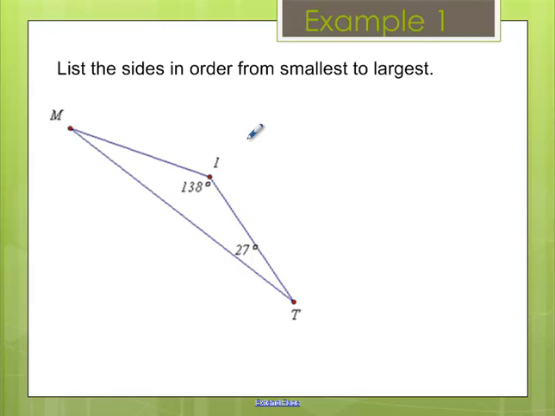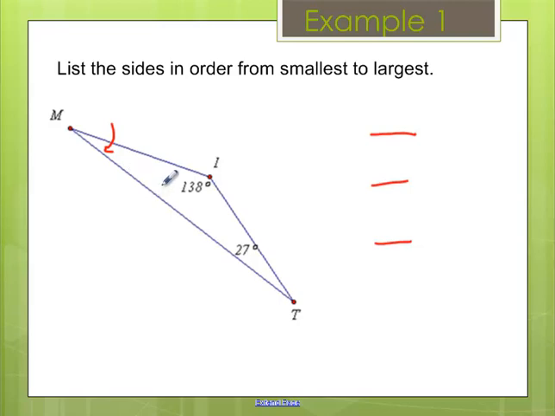Now we want to list these sides in order from smallest to largest. So when I list them, I want to literally list them 1, 2, 3, put them on 3 lines, in order from smallest to largest. But we're missing an angle. I need to find this angle before I can do anything.